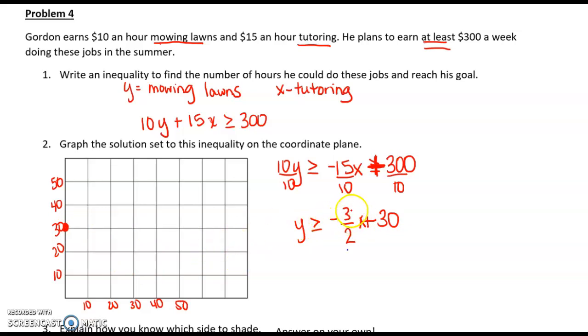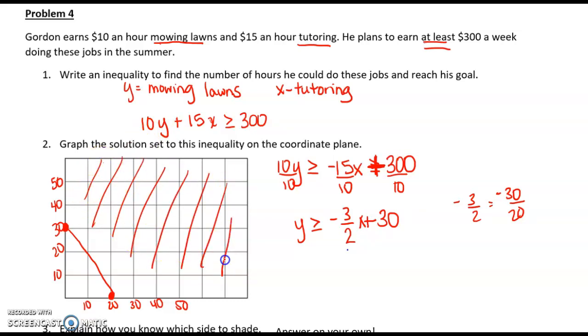Since I'm counting by tens, I can actually make this ratio, just for time's sake, 30 over 20. And it still works because this would reduce down to 3 over 2. But since I'm counting by tens, this makes it a little easier. So I'm going to go down 3 and over 2. Okay, and it is a solid line. And I'm going to shade up.